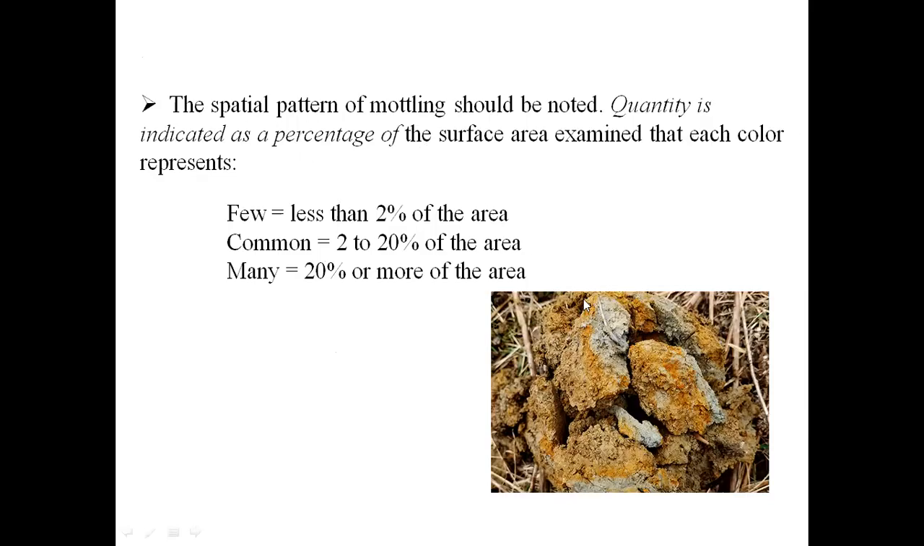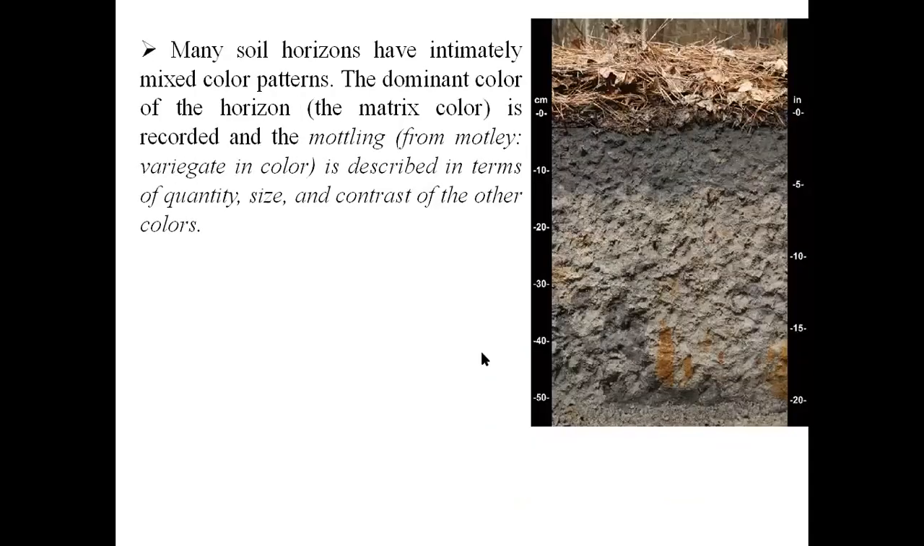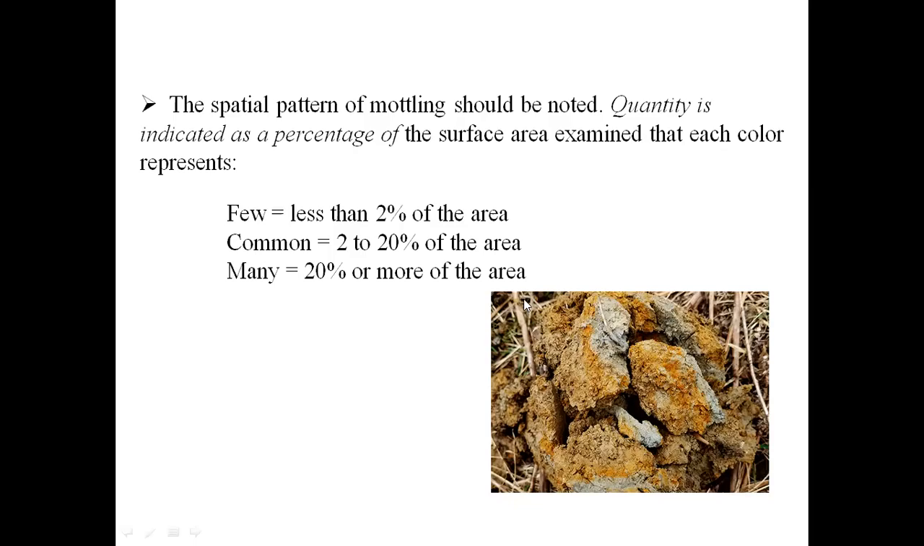Naturally, we'll see how much quantity there is. Mostly we will see the quantity by seeing how much area it was distributed in, and this quantity will be converted into percentage. If the mottle was less than 2%, it comes under few. If only 2 to 20% of that particular area or profile has mottling, that is called common. Many means more than 20% of the area. If the mottling was spread in more than 20% of the area, that is many.